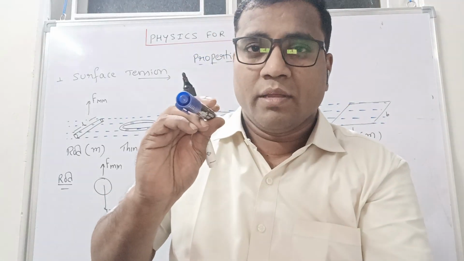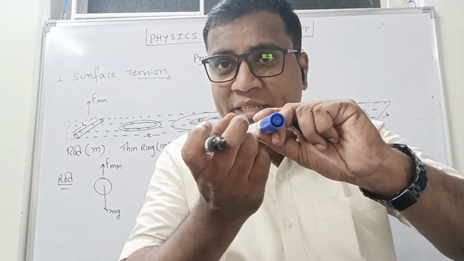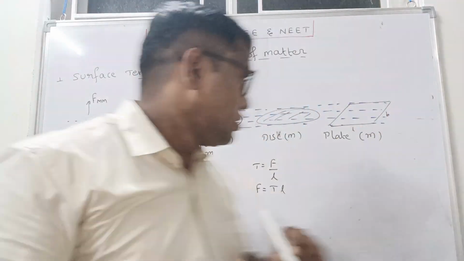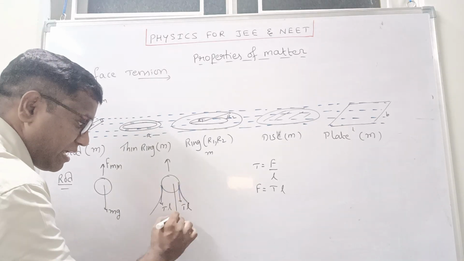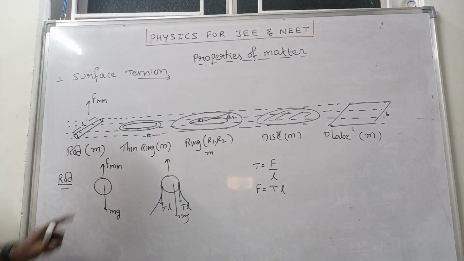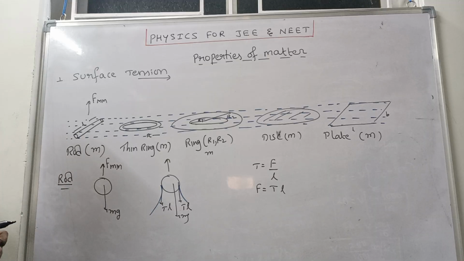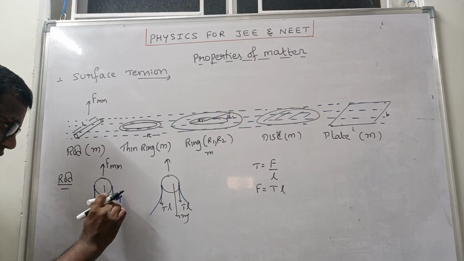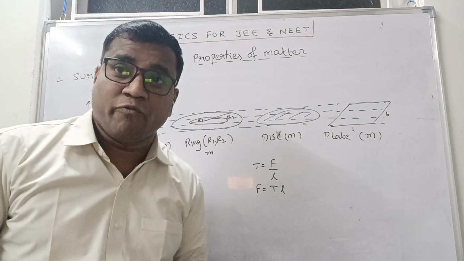acting downward. Clear? That means here force due to tension downward, force due to tension downward, mg downward, F minimum upward. So here I will write tension into length, and again here tension into length. mg is downward. The same thing I want to draw here. So when I lift here, due to liquid force, at this point tension into length, and at this point tension into length. Clear? Tension into length is nothing but the force.